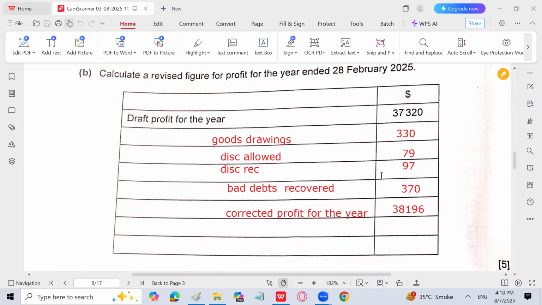I hope there is no problem in this. It's quite easy, quite understandable. I don't think there will be any problem regarding the calculation for this. Let me calculate it again. 37320 plus 330 because purchases are credited, plus 79 plus 97 and plus 370. Okay. Let's move forward. 5 marks are there, 1, 2, 3, 4, 5 for the answers. So we are done with that.